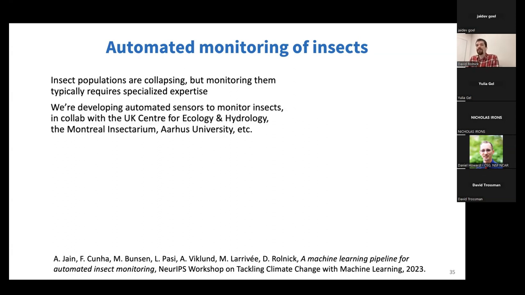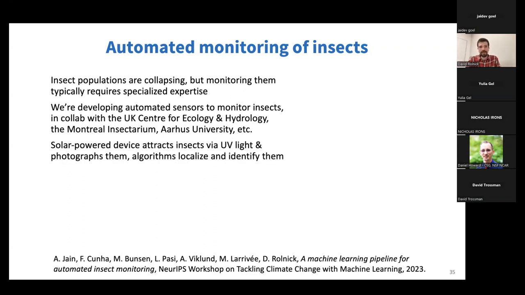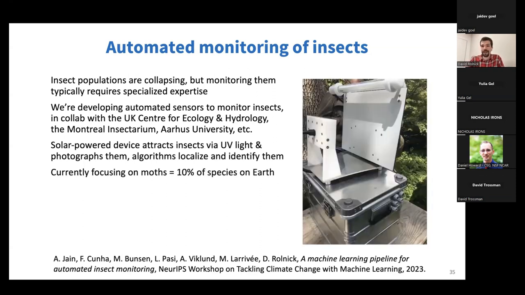So we're developing automated sensors that can augment entomologists and help them to gather the data that they need to make ecological decisions and land use decisions. In collaboration with various partners from different stakeholder groups in ecology, we are building the software that works with these automated solar-powered devices. These devices can attract insects with UV light and photograph them automatically, and our algorithms then localize and identify them. This is what these systems look like, the hardware.